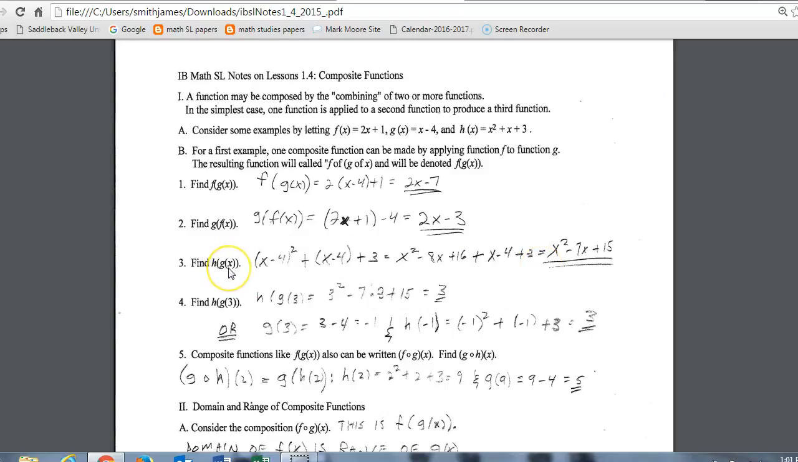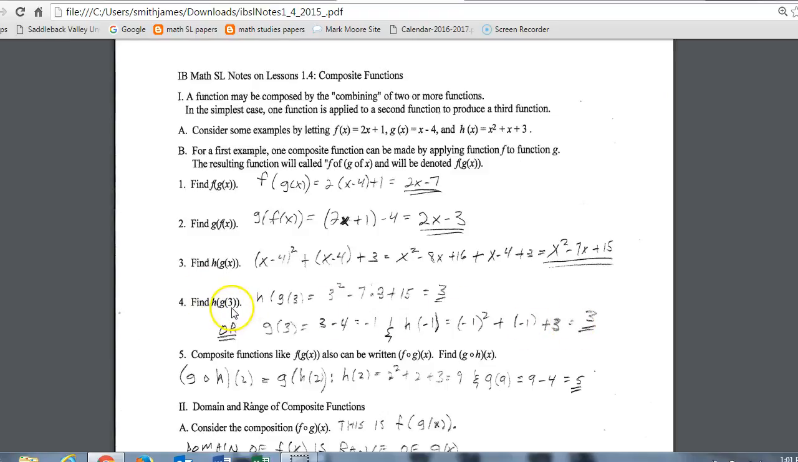So on this one, we're taking g of x, plugging it into h. So I take x minus 4 and replace my x's with x minus 4, so I'm going to have x minus 4 squared plus x minus 4 plus 3. Then we're going to get the look that you see here, and of course simplify as far as you can, and that's where we would end up. With real numbers, it tends to be a little bit easier because you can simplify it all the way down to just one number.